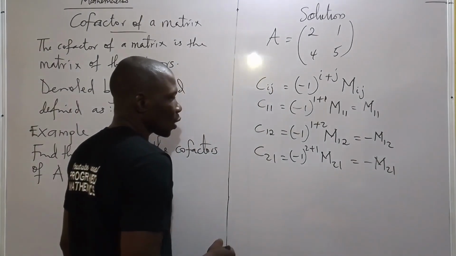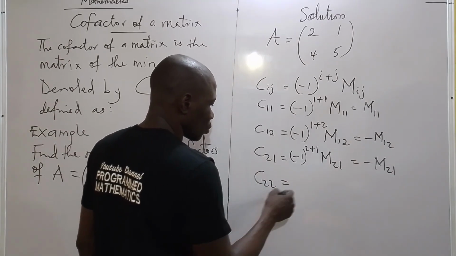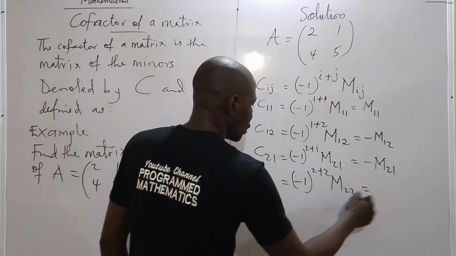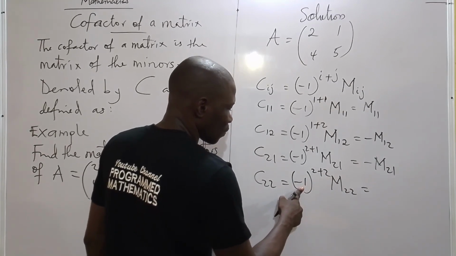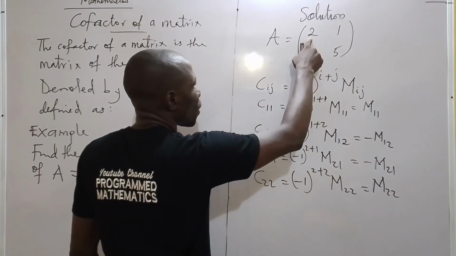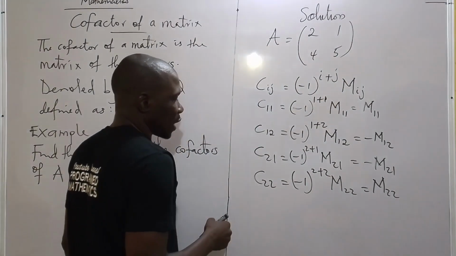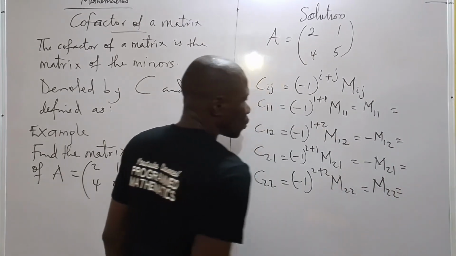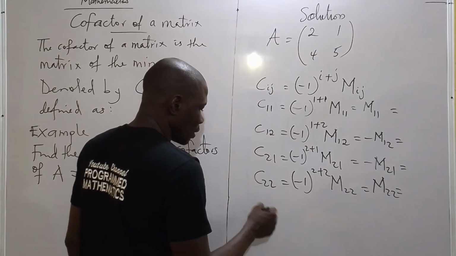M21, okay? Minus M21. Then for C22, that's second row, second column, minus 1 raised to power 2 plus 2, M22. And so 2 plus 2 is 4, minus 1 raised to power 4, that is plus 1. So this will give us positive M22. Okay, so plus, minus, minus, plus. All right. So now in this case here, all we need now is to find this M11, M12, M21, M22 before we then write out the cofactor.